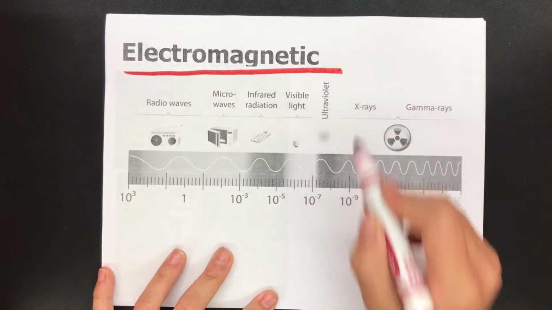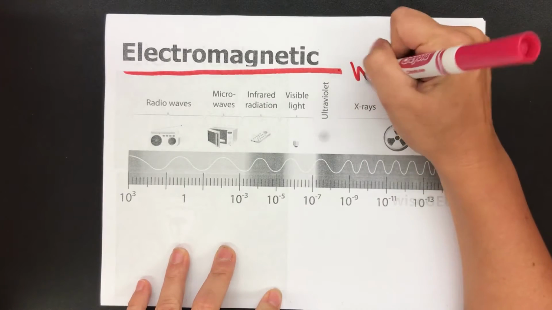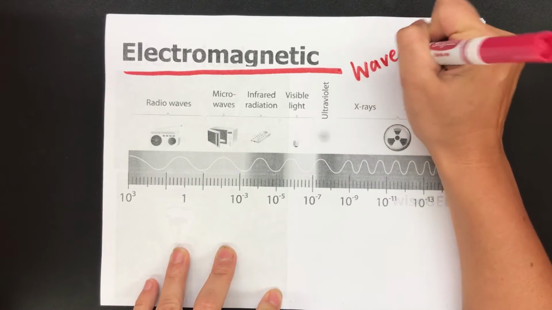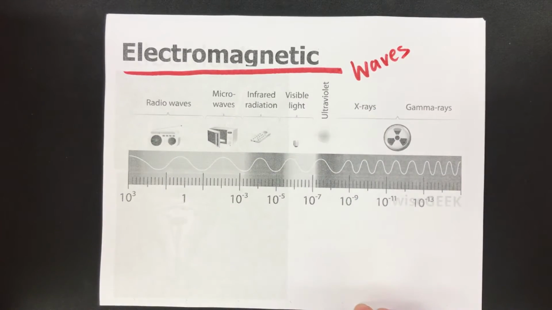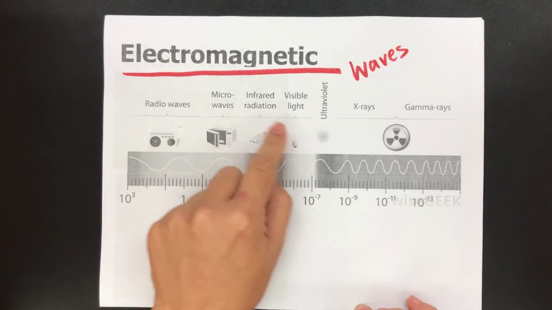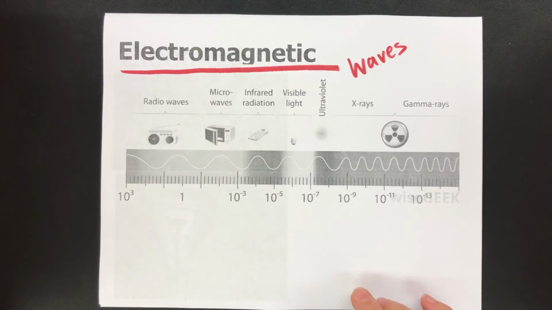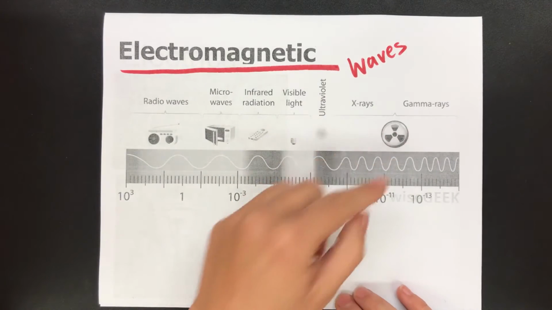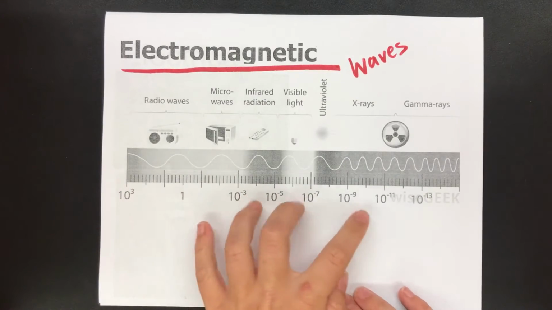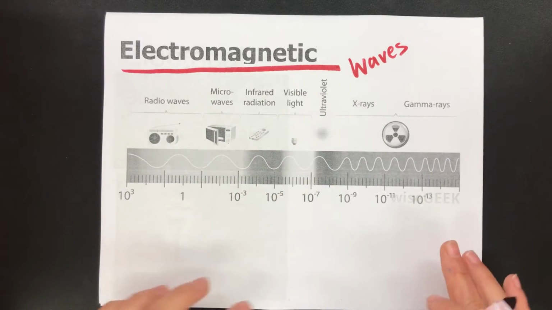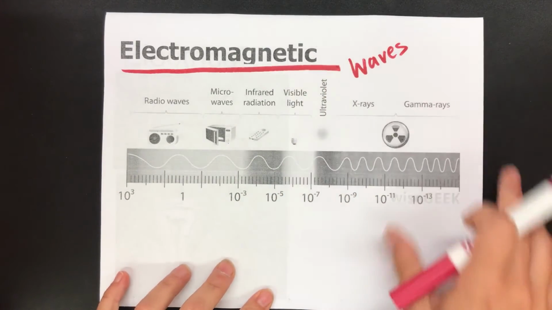Electromagnetic. Electromagnetic are waves. So radio waves, microwaves, infrared, light in general is energy. We're able to see things because of the energy objects are putting off. Ultraviolet, X-rays, gamma rays, anything dealing with waves or rays or particles of some sort moving, that means it's electromagnetic.